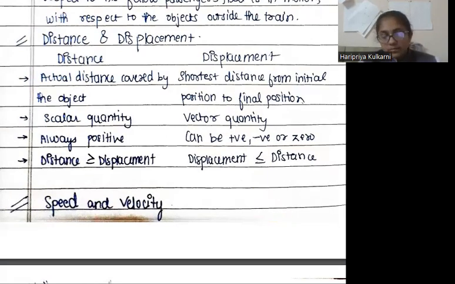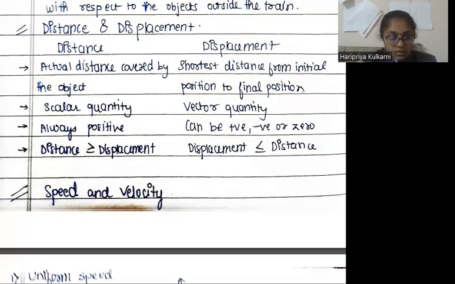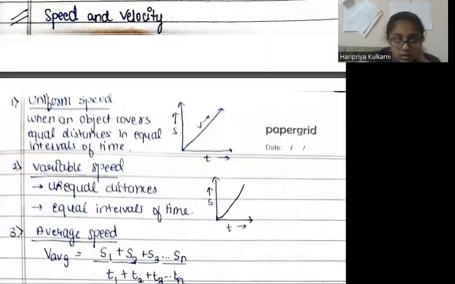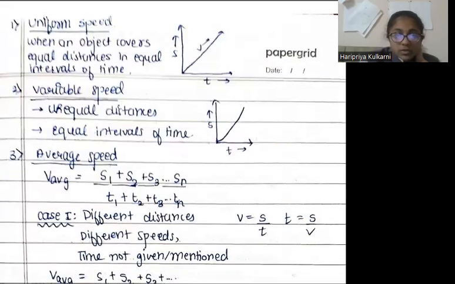Now coming to speed and velocity. Here firstly we have uniform speed. So what is uniform speed? When an object covers equal distances in equal intervals of time, it is referred to as uniform speed. As you can see, this is the graph. For example, uniform speed is when you cover every 1 kilometer in 1 hour. This is uniform.